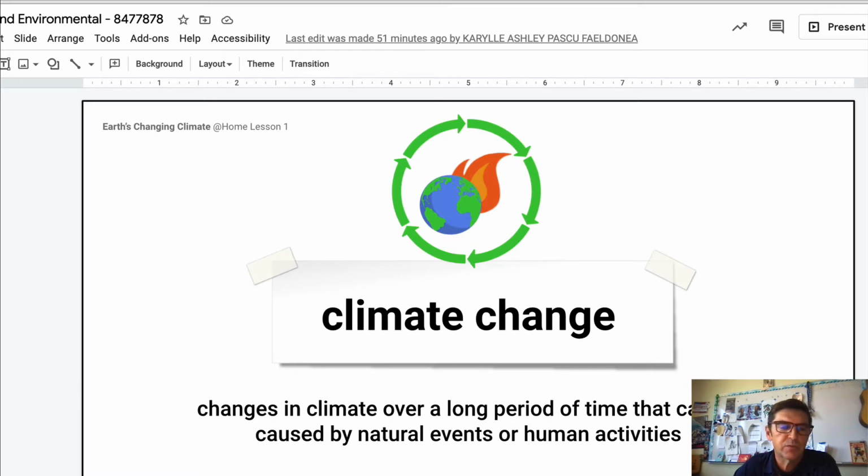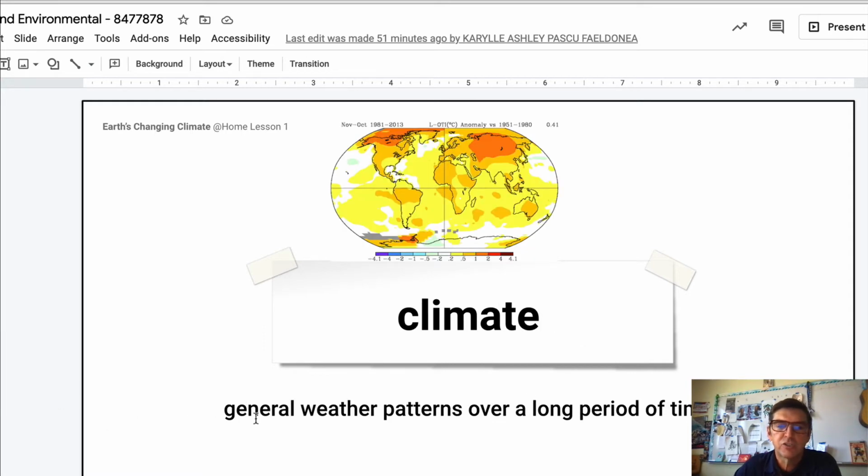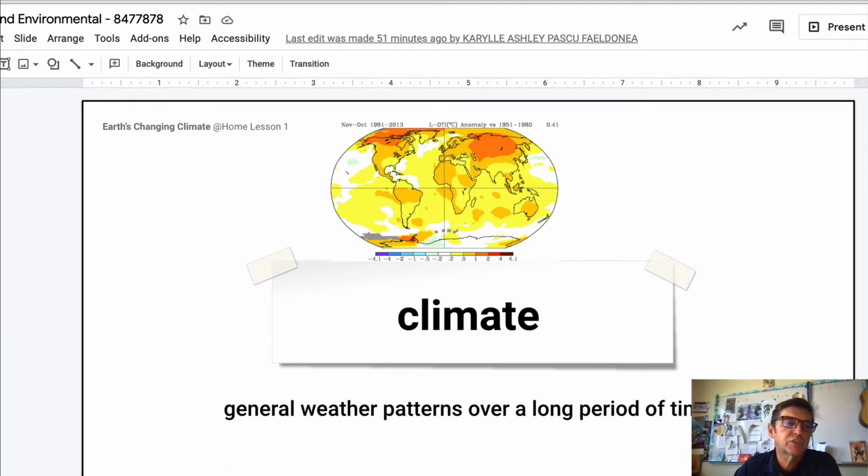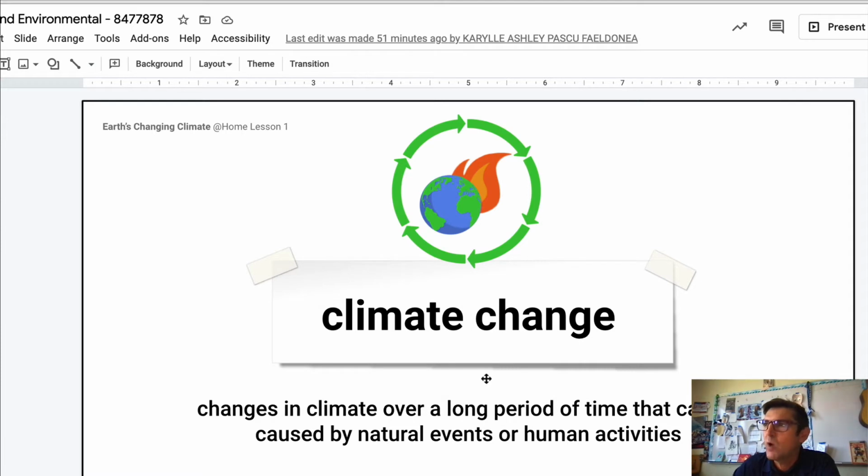Climate change, you can figure that out. Oh, and I didn't even read it. General weather patterns over a long period of time. Climate change, well, hello, the general weather patterns start to change. Once again, it's not weather changes, although it does impact weather.